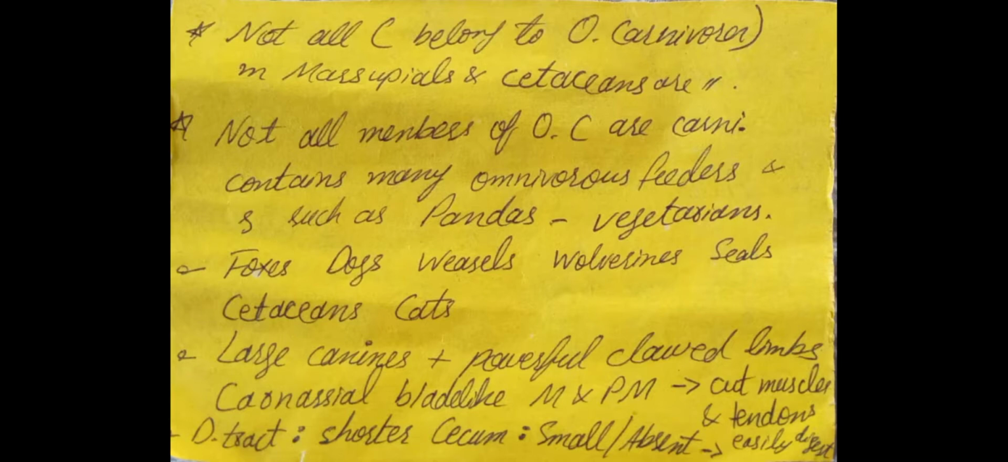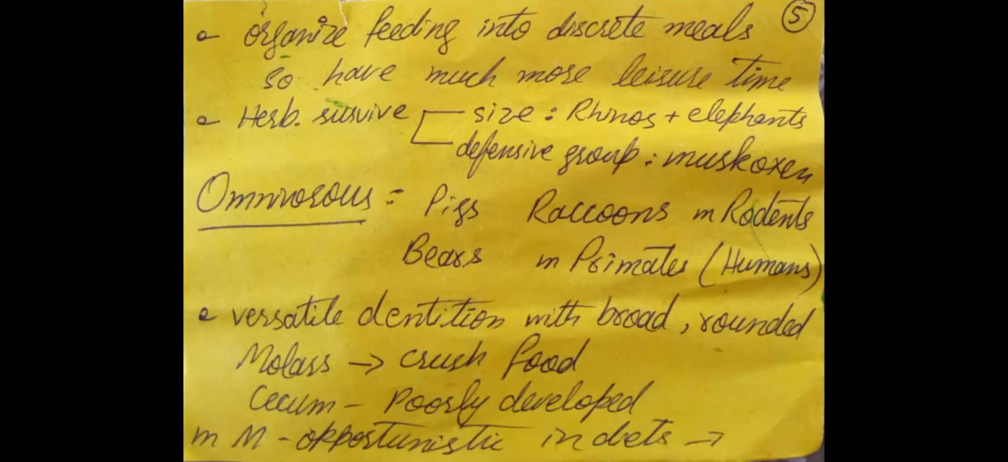Carnivores have large canines and powerful clawed limbs. They have carnassial blade-like molars and premolars that are used for cutting muscles and tendons. Their digestive tract has a cecum that is short, small, or may be absent, so they can easily digest their food item, that is meat. And members of the order Carnivora organize feeding into discrete meals, so they have much more leisure time.